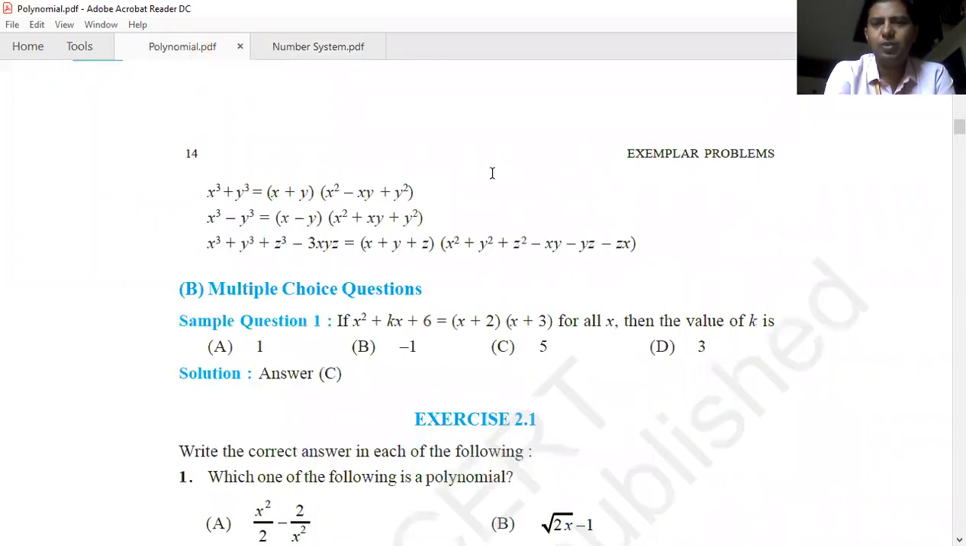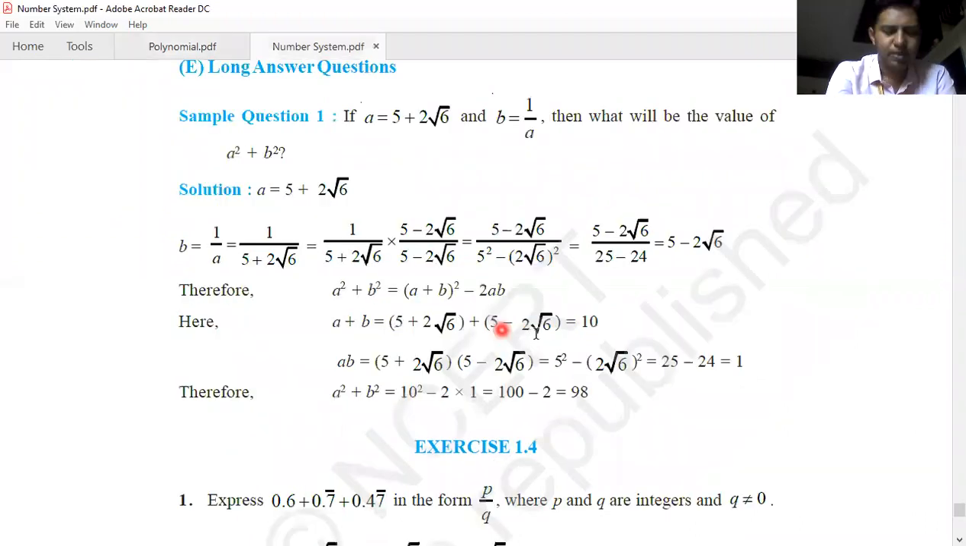okay, how a plus b is 10. A was 5 plus 2 root 6 and B was 5 minus 2 root 6. Because A is 5 plus 2 root 6 and B is 5 minus 2 root 6, this plus 2 root 6 and minus 2 root 6 will get cancelled. Now 5 plus 5 is what? 10. So A plus B is 10.